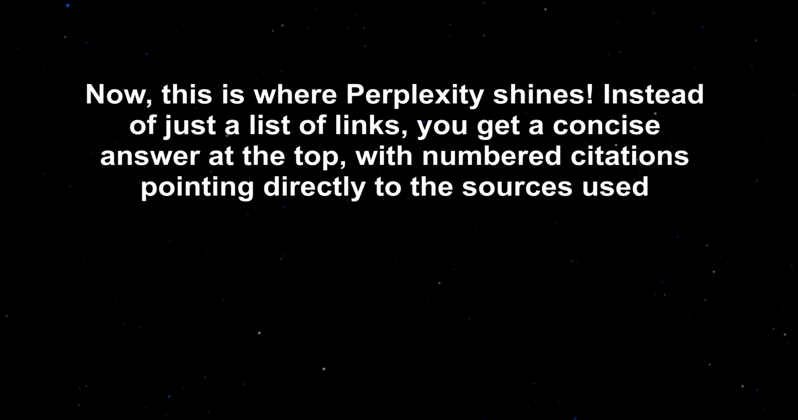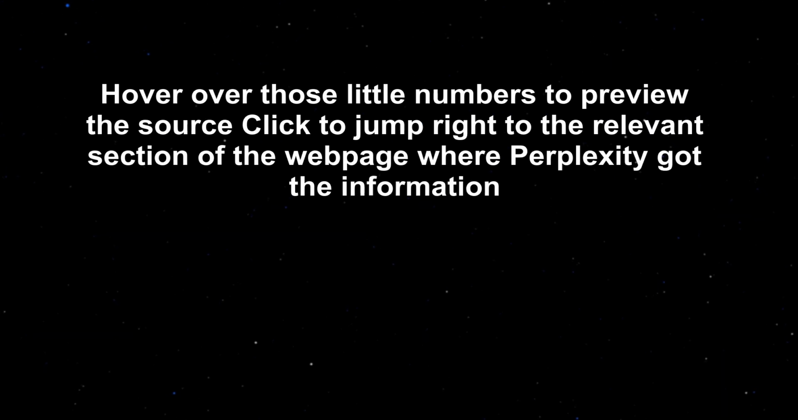Then hit enter. Now, this is where Perplexity shines. Instead of just a list of links, you get a concise answer at the top, with numbered citations pointing directly to the sources used. Hover over those little numbers to preview the source. Click to jump right to the relevant section of the web page where Perplexity got the information.